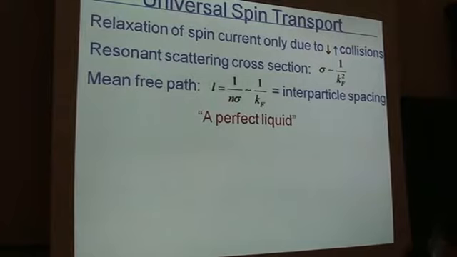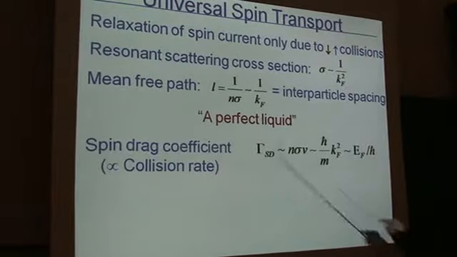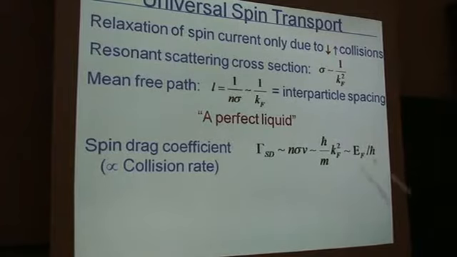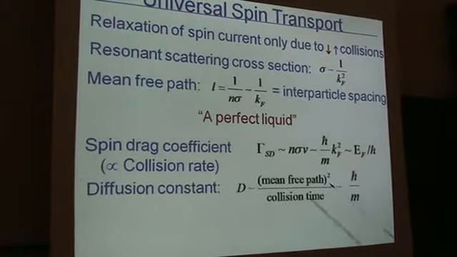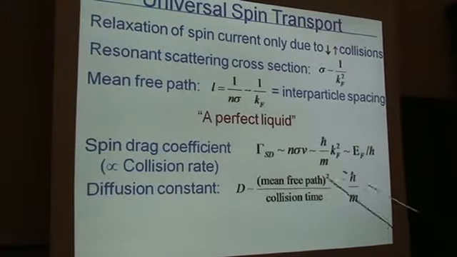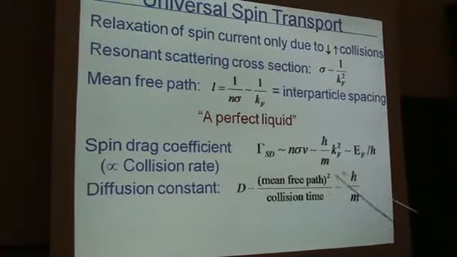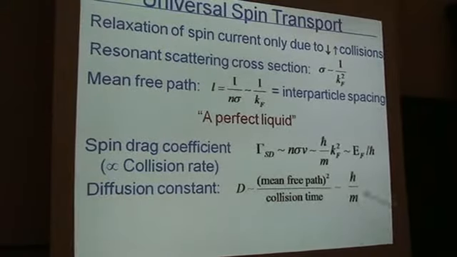Sometimes people call it a perfect liquid. If you now calculate what should be the collision rate, how often these guys scatter, it is extreme. It's the Fermi energy divided by h bar. It's as fast as it gets. If you calculate the diffusion constant in this gas, turns out all the density dependent factors cancel and you get h bar over m as the diffusion constant in these gases.